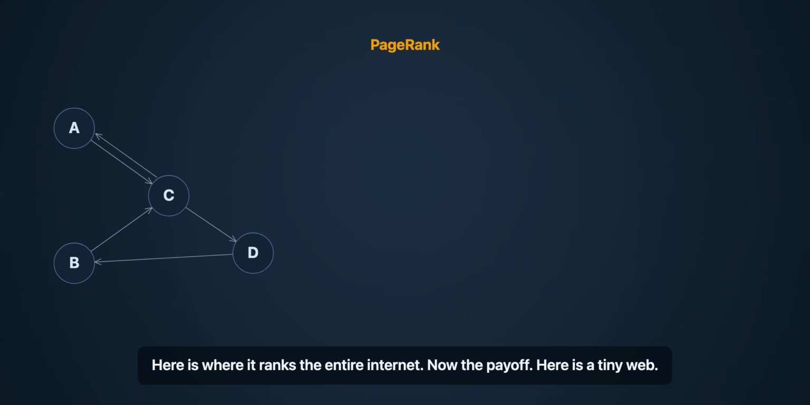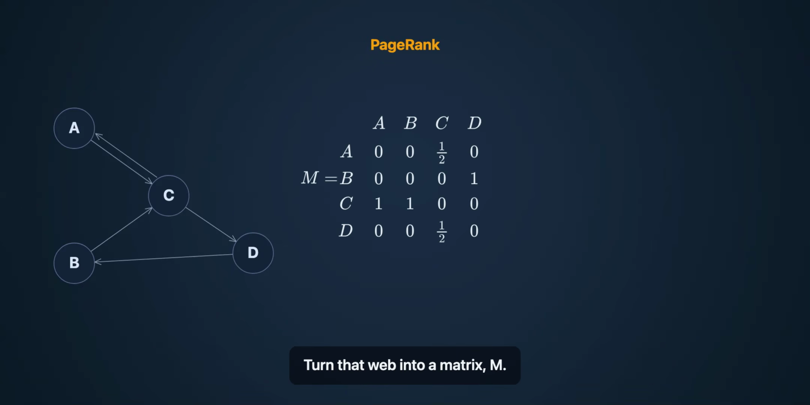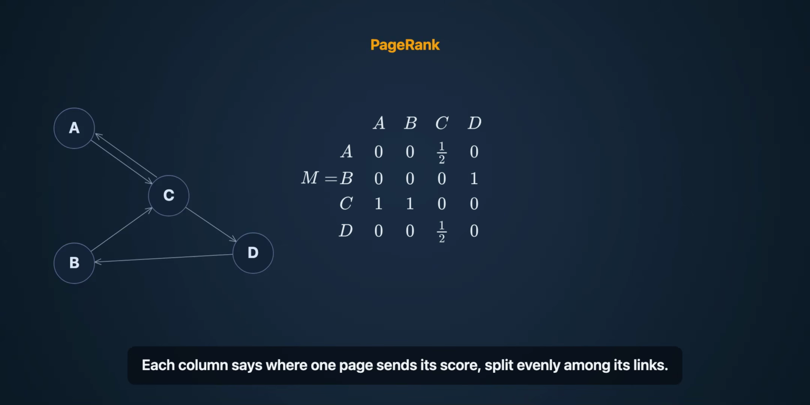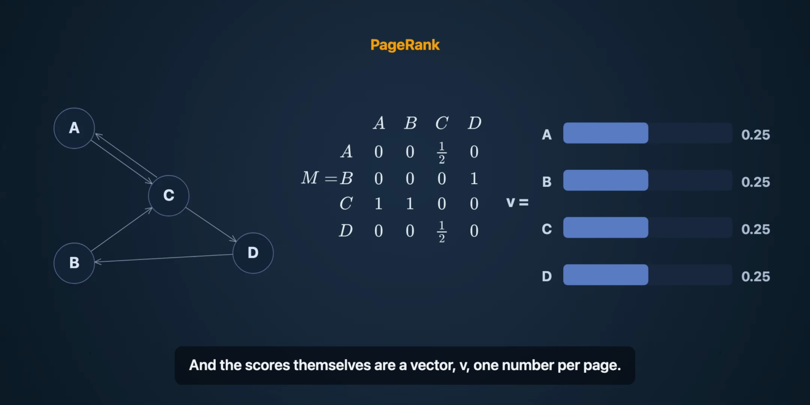Now the payoff. Here's a tiny web. Each circle is a page, and each arrow is a link from one page to another. Turn that web into a matrix, M. Each column says where one page sends its score, split evenly among its links. Read down C's column, and you see C sends half to A and half to D. Exactly, it's two arrows.